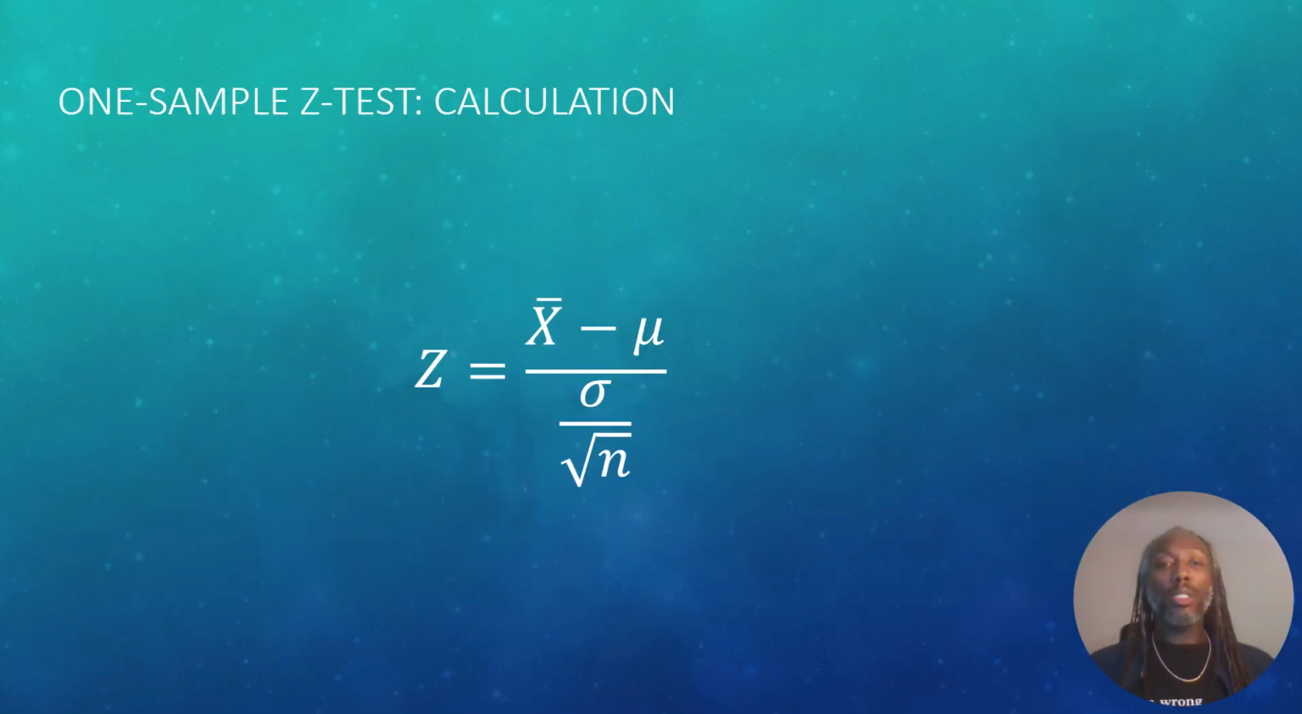The one sample z-test very much follows the structure of the formula that I gave you in the last video. To calculate our z statistic, we will look at the difference between our sample mean and the mean of the population, and then we'll divide that by the population standard error. That is the population standard deviation divided by the square root of the sample size.